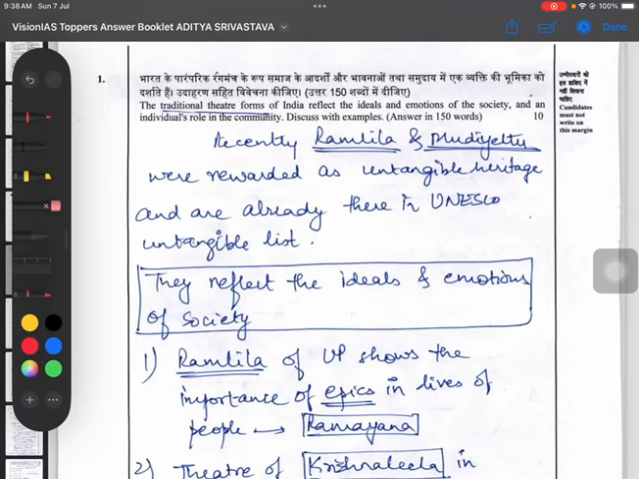In this video, we will be discussing two important aspects of mains answer writing. First thing is why topper's copy is important. Second thing is how toppers are writing their answers. So, why is topper's copy important?